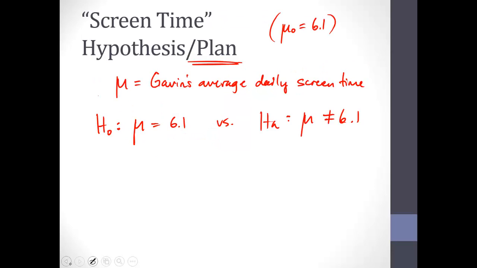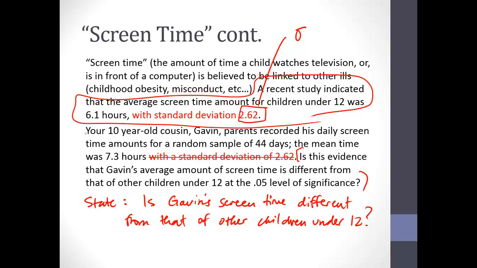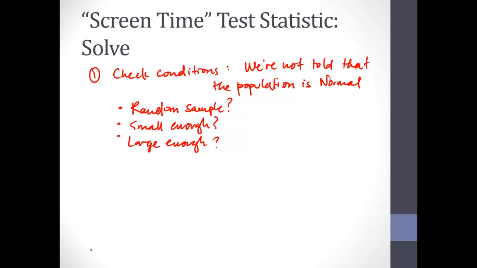So again, these questions pertain to the actual information that we collect. So do we have a random sample? Again, yes, we do. So the sample is random. Yes, this is stated in the problem. And again, remember that our sample size is 44.